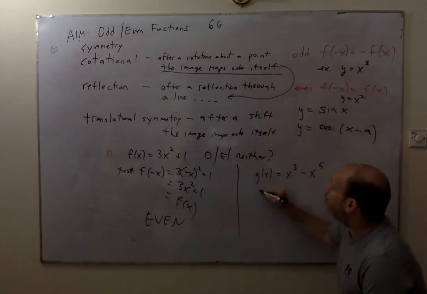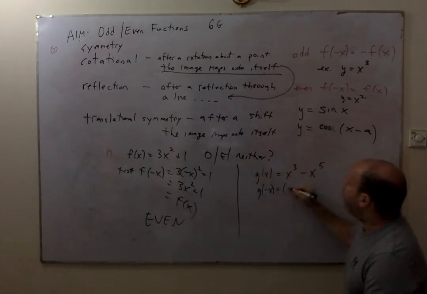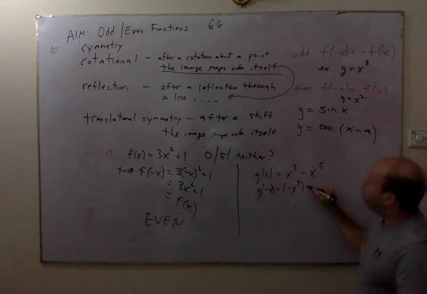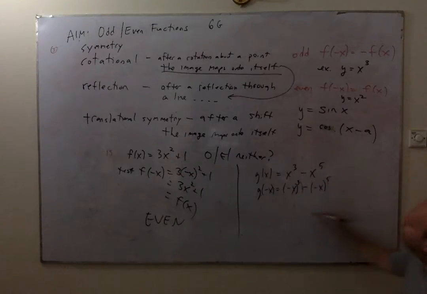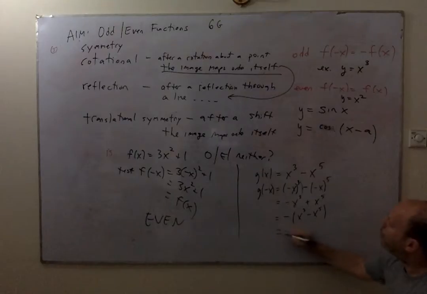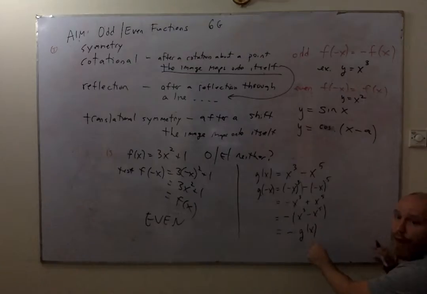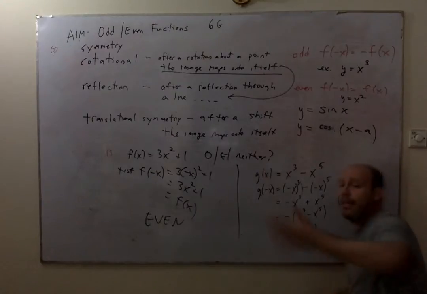So you're like, fine. Replace x with negative x. We have negative x cubed minus negative x to the 5th. Well, negative x cubed is negative x cubed, and negative x to the 5th is negative x to the 5th, so it's positive x to the 5th. But I want to pull out a negative, so I get x cubed minus x to the 5th, which equals negative g of x. Because g of negative x equals negative g of x, this is odd. Can you see down there? That's basically it.